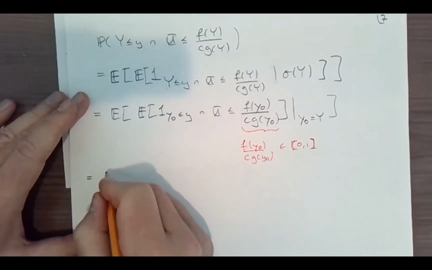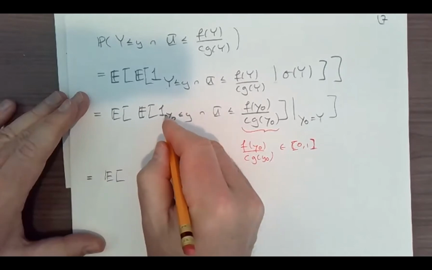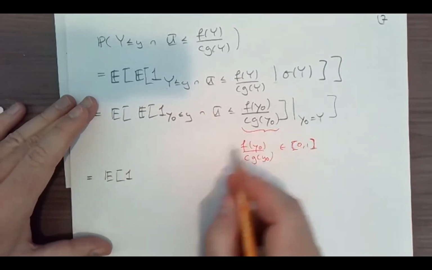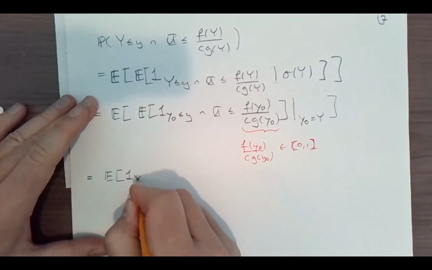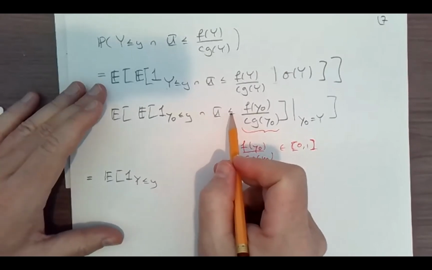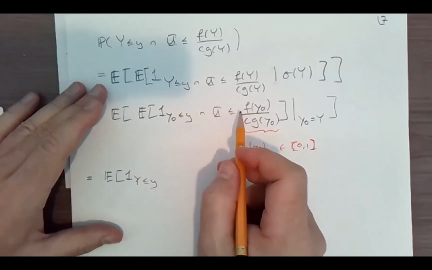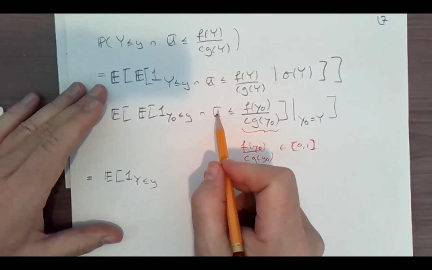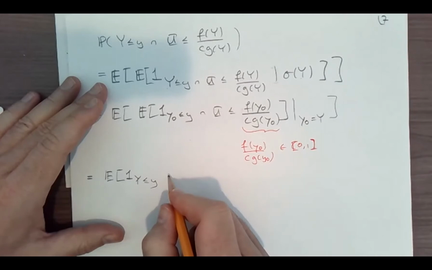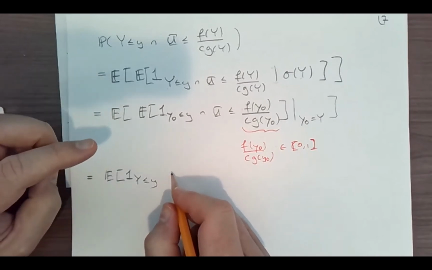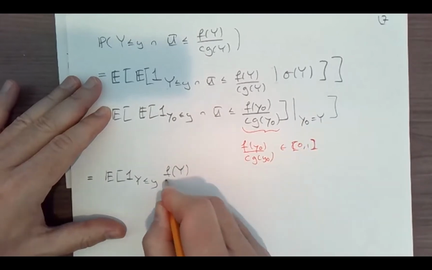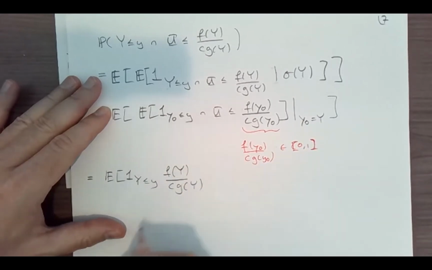So I just get that, well, the first one can go outside. So this is Y less than little y. And then the probability that U is less than this number, that's just going to give us the number. So this will be y is replaced by capital Y divided by c g of capital Y.